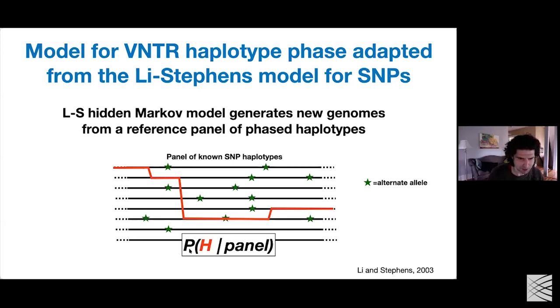The precise model, which gives the probability distribution over haplotypes given the panel, is specified by a hidden Markov model, where the hidden variable is the shared or copied haplotype at a given location in the genome.